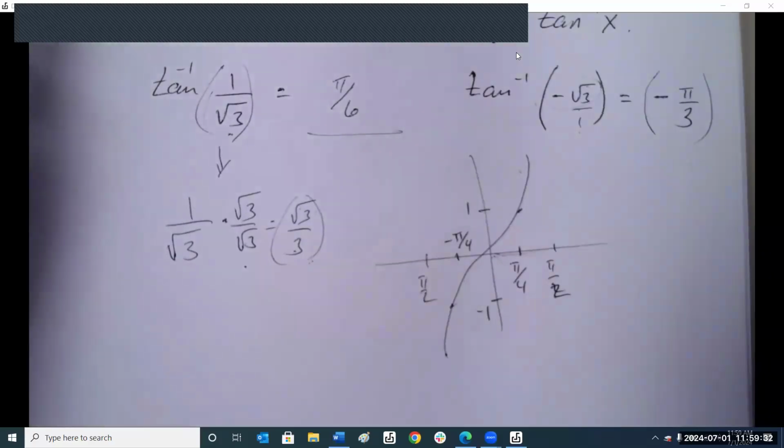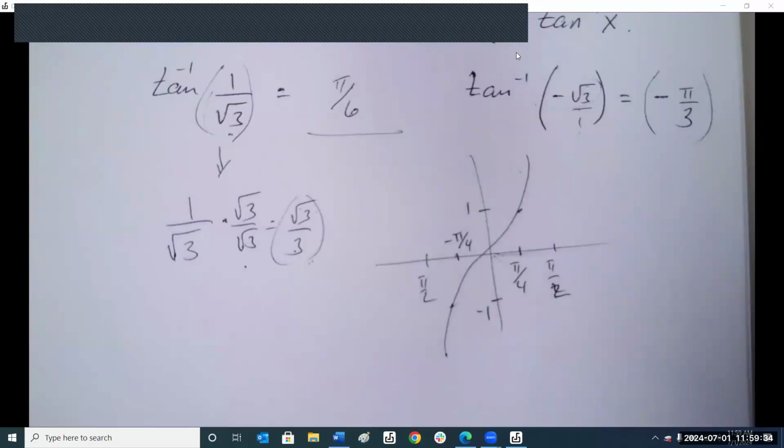Let's see if there's another example. Yes. Square root of 3 over 3? Yes, it is. It has to be because it's pi over 6.